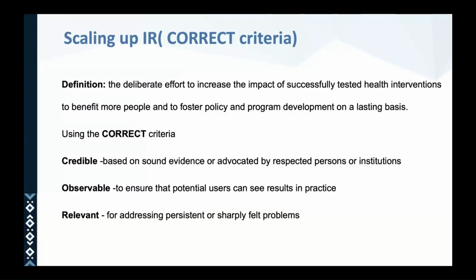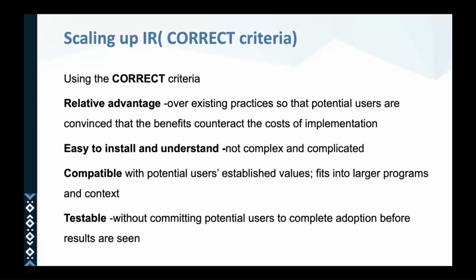It should be based on sound evidence or advocated by respected persons or institutions. Observable, to ensure that potential users can see the results in practice. Relevant, for addressing persistent or sharply felt problems. So your research should be relevant. You should address problems that have been identified in the community. Then relative advantage. What is the advantage over existing practices so that the potential users are convinced that the benefits counteract the cost of implementation?